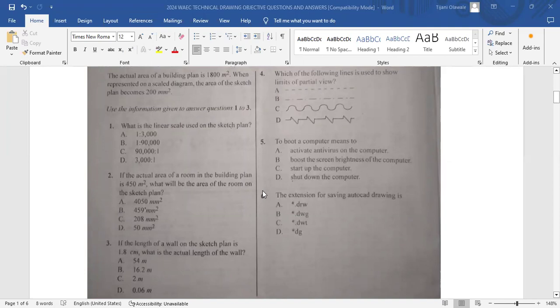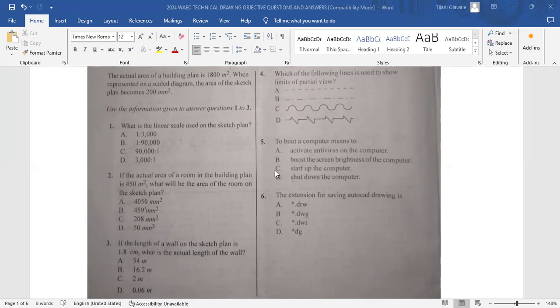Question 4 says, which of the following lines is used to show limit of partial view? So the answer is option C. This particular line is used to show limit of partial view. And this type of line is what we call thin continuous wavy line, which is also used for short break. So question 5, to boot a computer means to start up the computer.